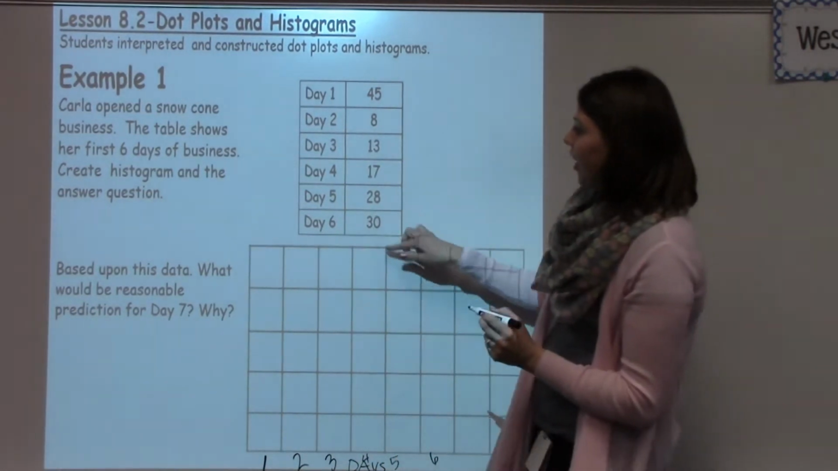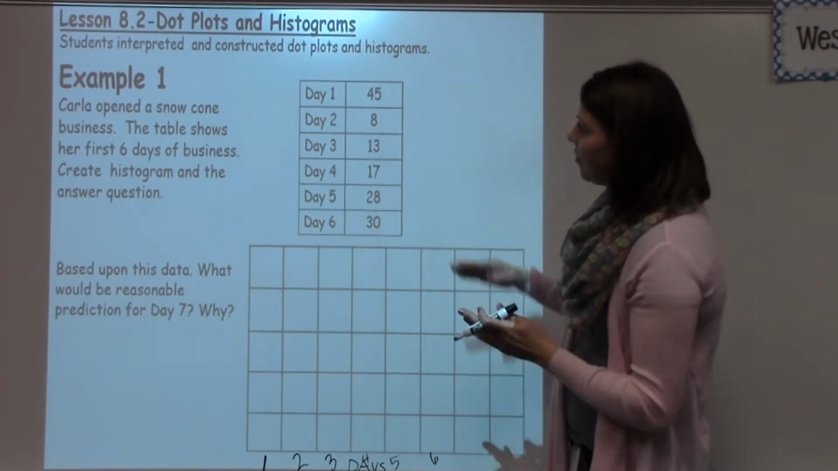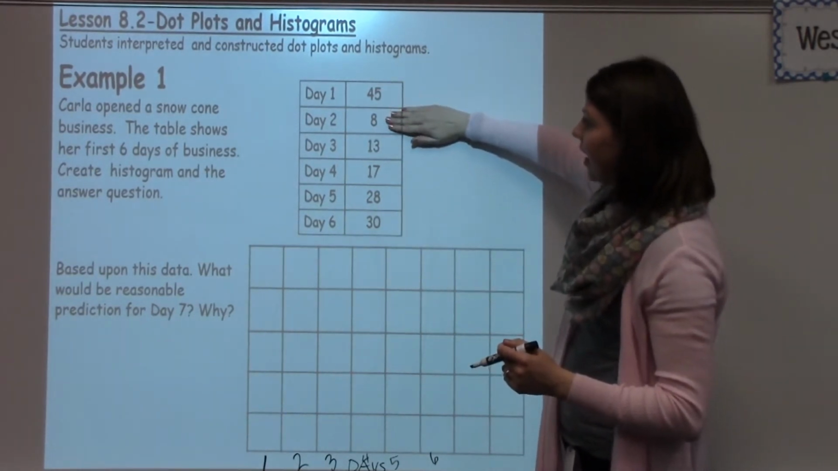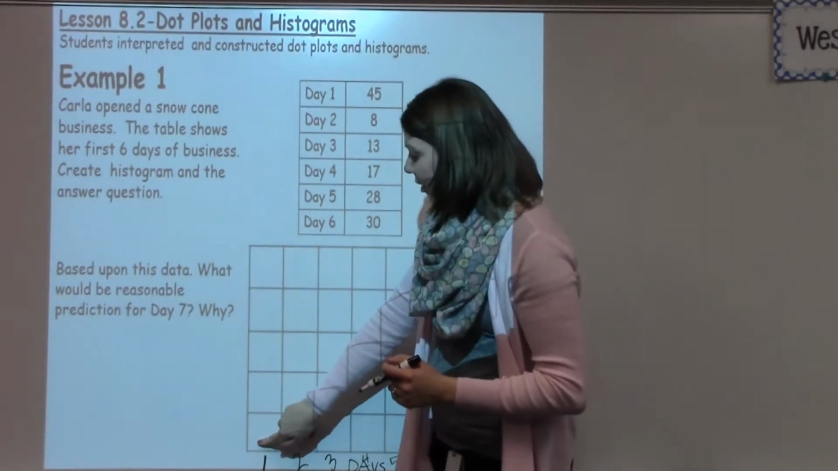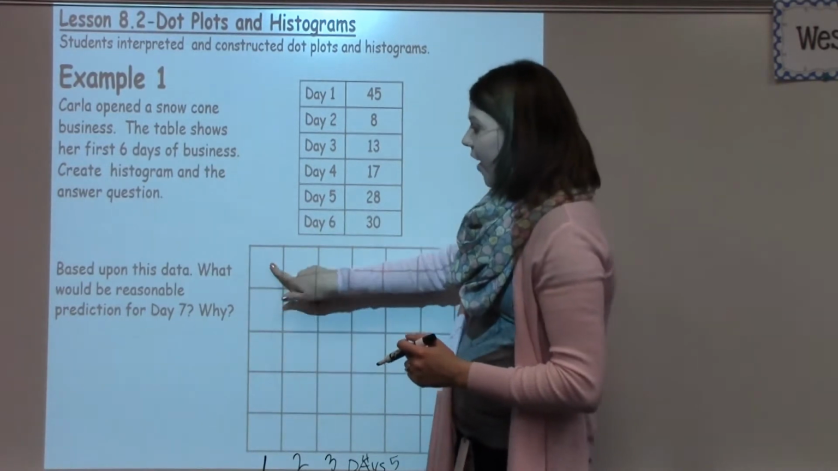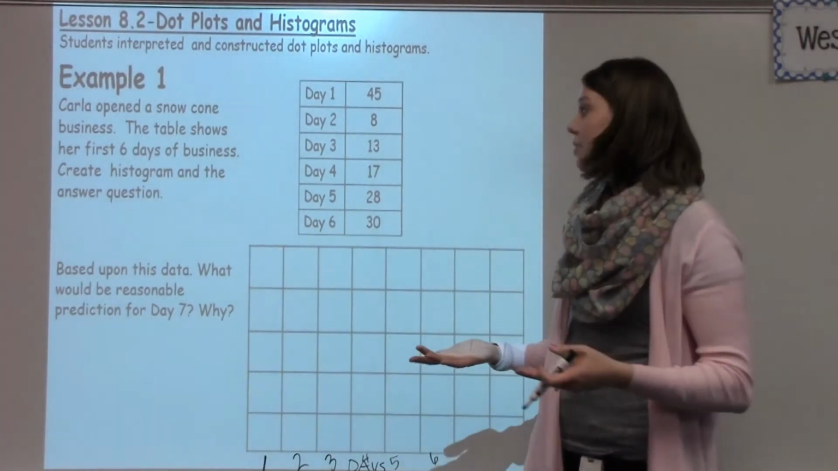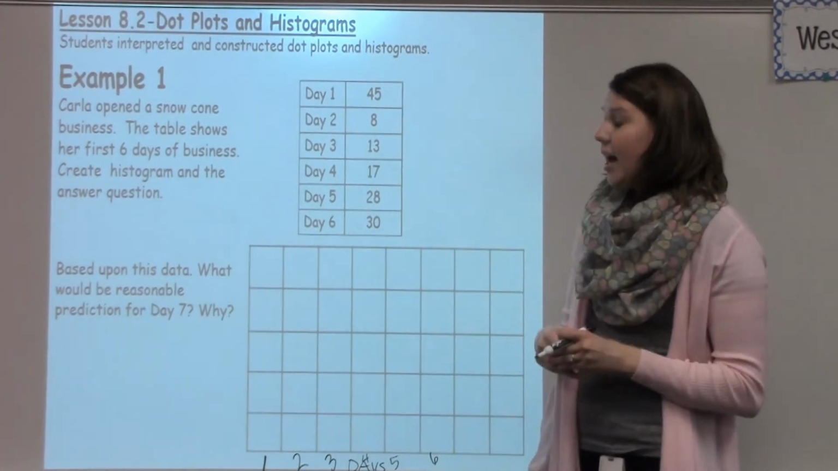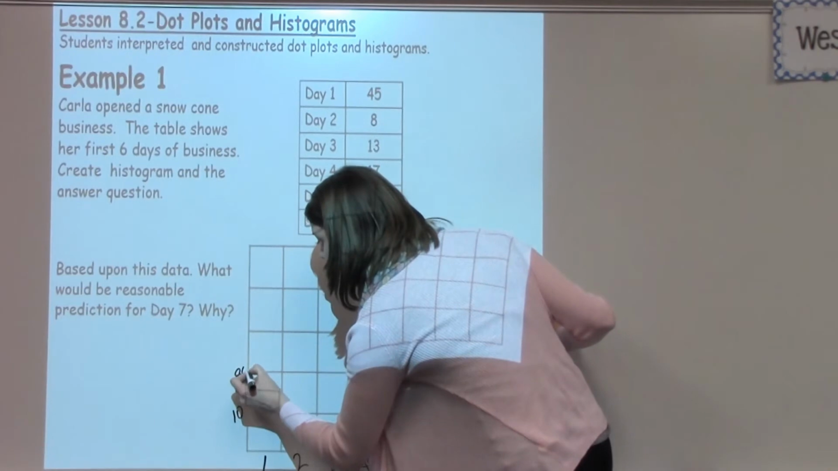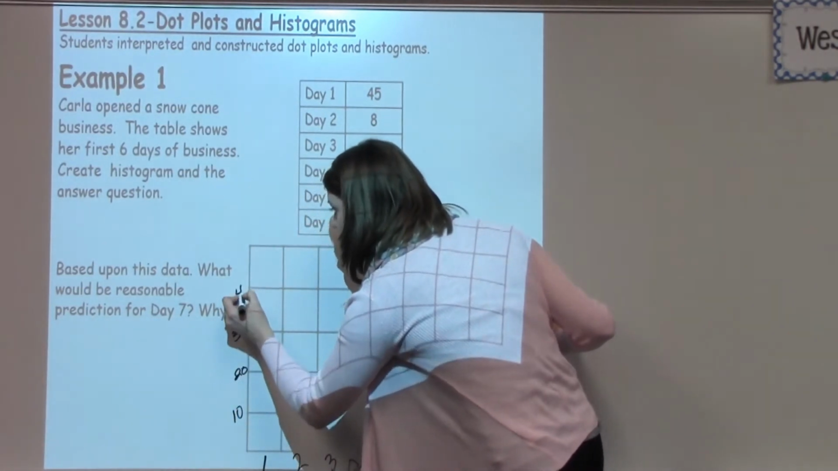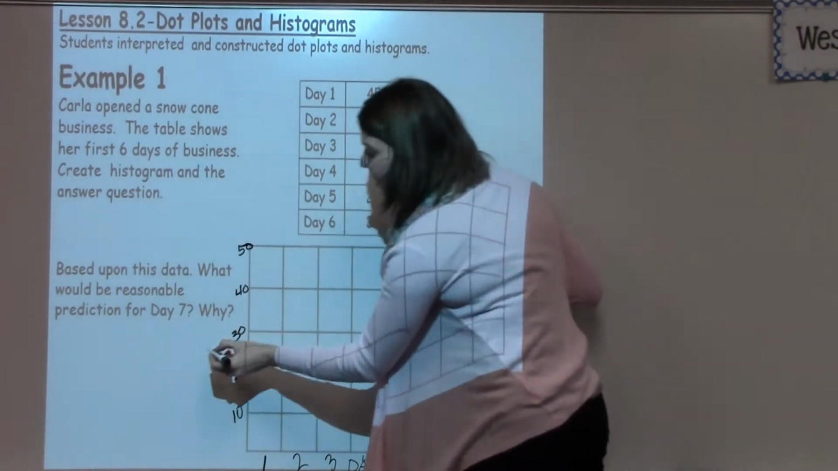Alright, now I need to look at what I have here for my numbers, and I notice I've got a pretty wide range of numbers. I've got anywhere from about 8 all the way up to 45. Looking at my graph, I can already tell I've only got 1, 2, 3, 4, 5 boxes, so going by ones isn't going to make sense. Even 5s is going to be too small. So I'm going to go ahead and count by 10s. This is going to be 10, 20, 30, 40, and 50. I'm going to go ahead and label this snow cones.